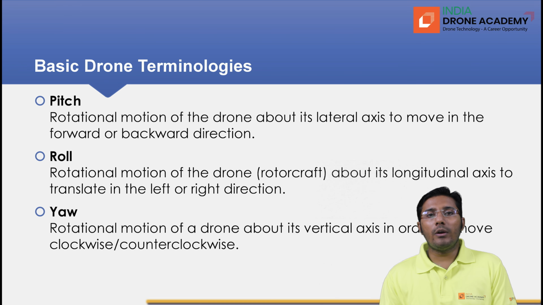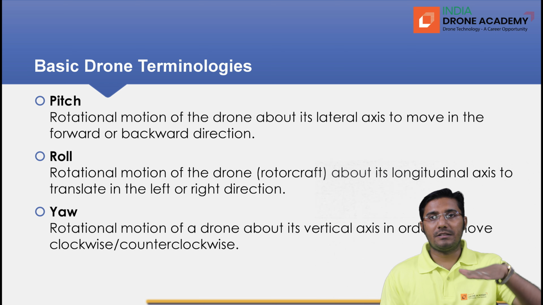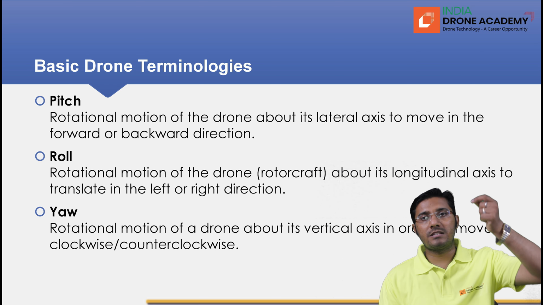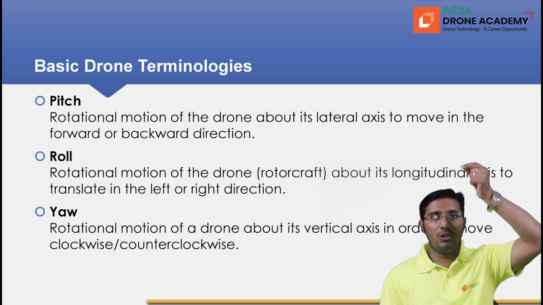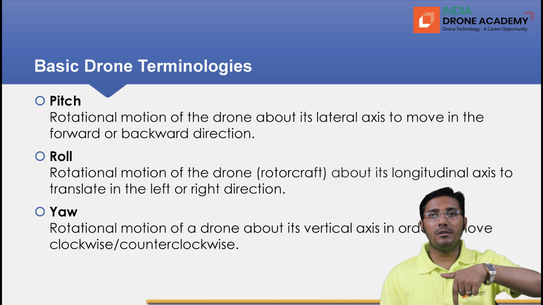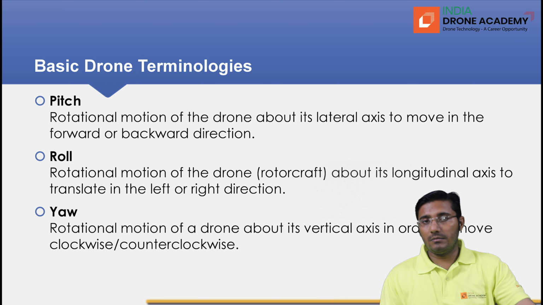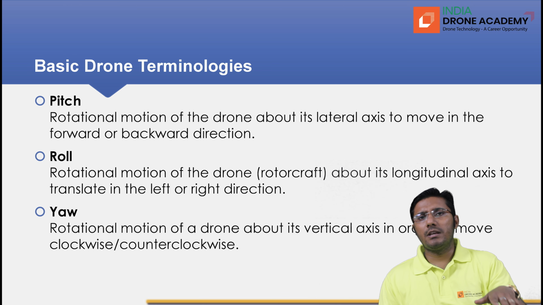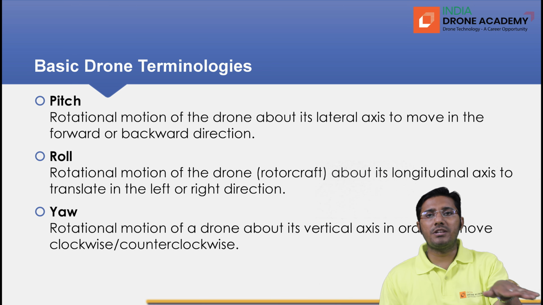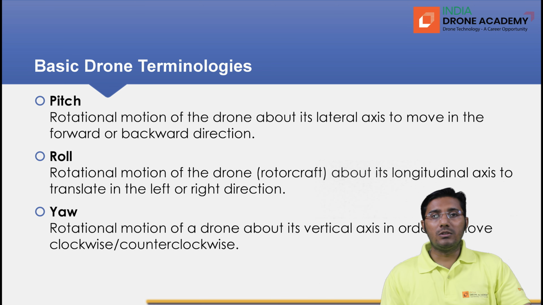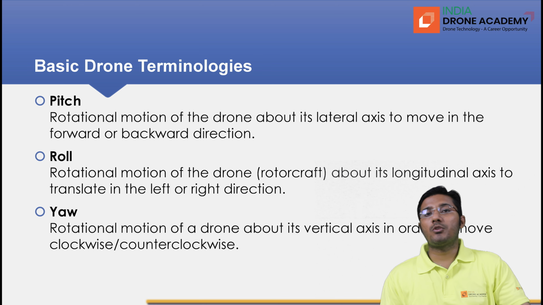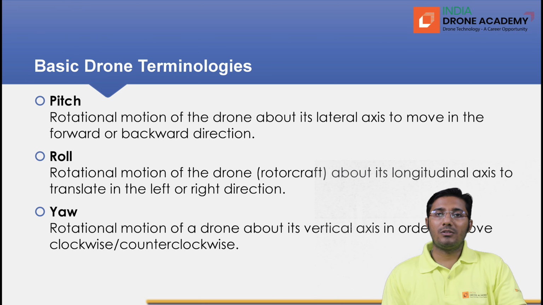Yaw. Yaw is a term that refers to a rotational motion of the drone about its vertical axis. You may assume there is an imaginary axis passing vertically downwards through the drone, and if any drone performs a rotational motion about this vertical axis, that is known as yawing. So a drone may rotate clockwise or anti-clockwise, and that will be referred to as yawing motion or a yaw motion.